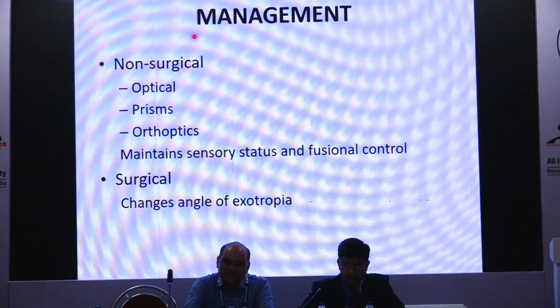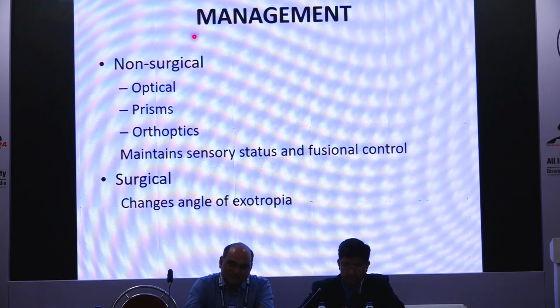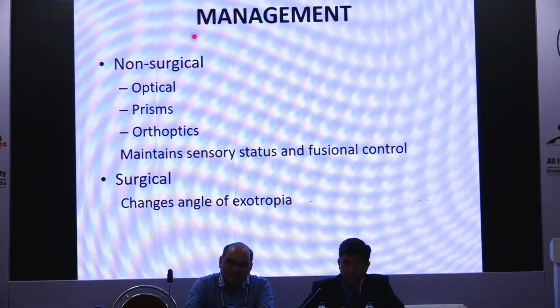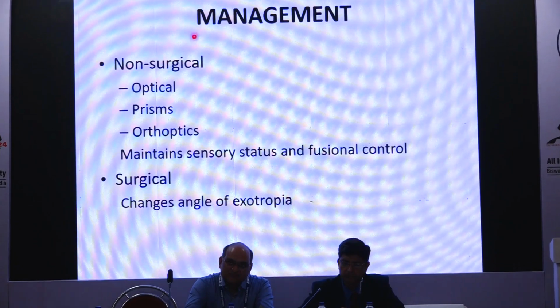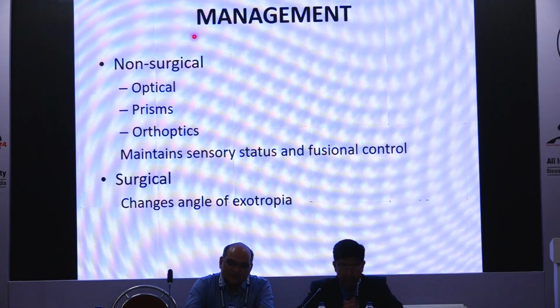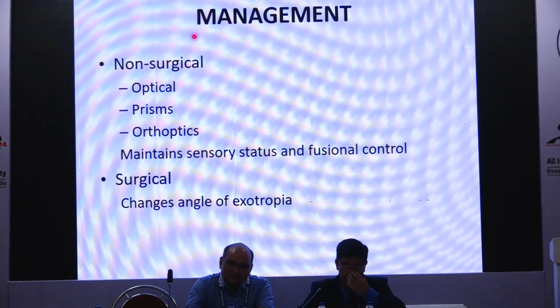In terms of the therapies that we have, there are two options. You've got non-surgical and surgical. Non-surgical is optical therapy. It is therapy in the form of certain exercises. It is therapy in the form of prisms. And this maintains the sensory status of the eye. But the definitive treatment to correct the angle is actually the surgical therapy.